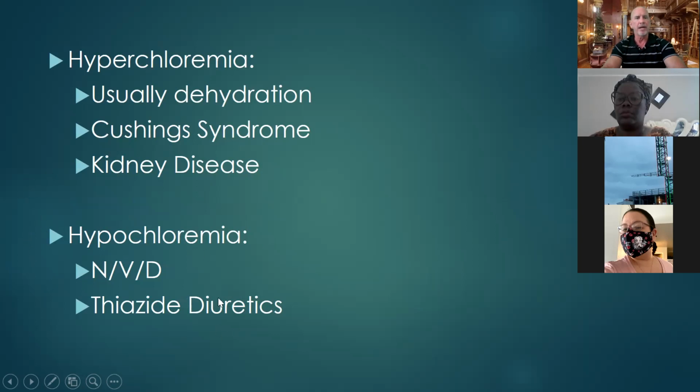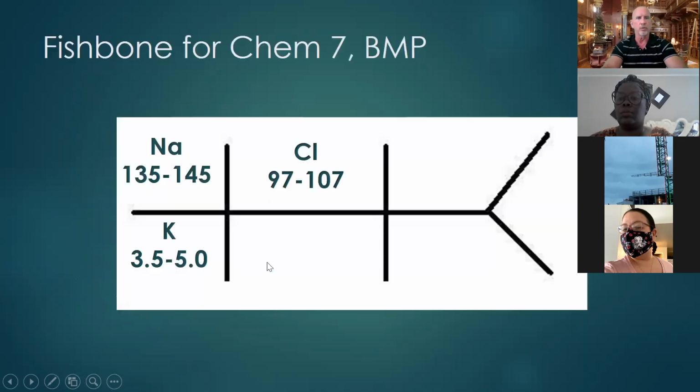So you can always refer back to this chart. If you find that the chloride is low in your patient, and you look at this, you might find out, oh, my patient's been vomiting for a week. Okay, well, that explains why his chloride is low. It goes here on the fishbone.